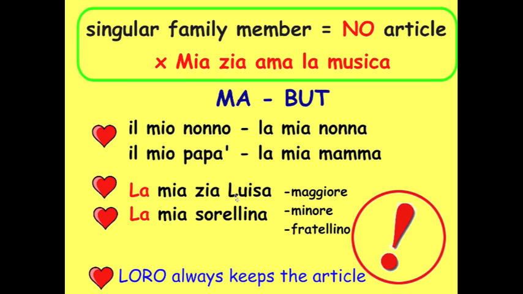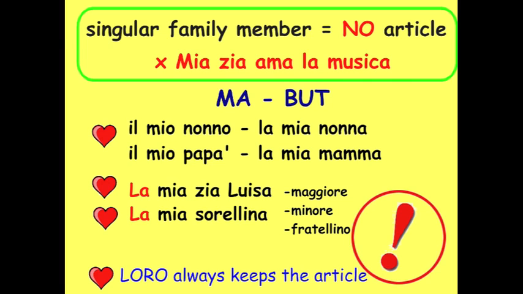So you can say la mia zia Luisa, or you can even have a suffix which will make it specific. So la mia sorellina, which sister? The little one. You can add maggiore, minore, you can say fratellino. So any added detail, right attached to that word, then you will keep the article. And then the funky one, loro always keeps the article.